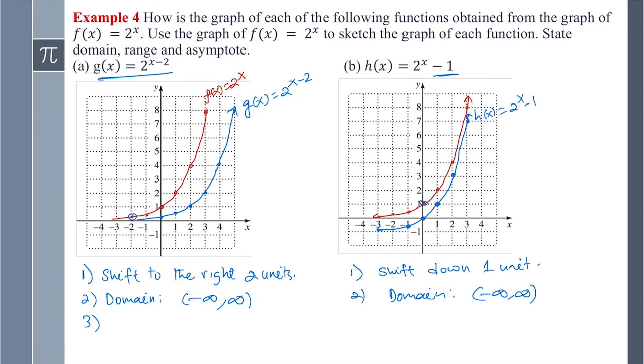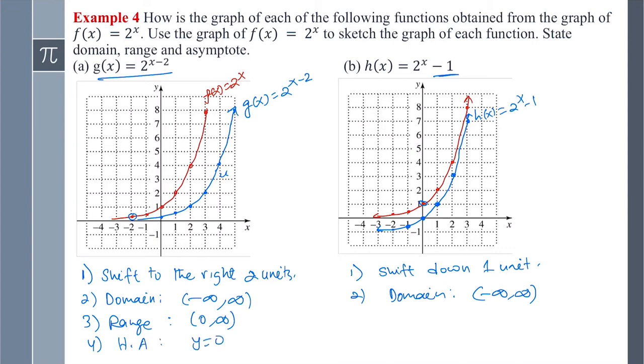So if you look over here, for the first one, we just move the graph to the right, so it's not going to change the range. The range is again 0 to infinity. Again, it's not going to change the horizontal asymptote, so it's still y equals 0.